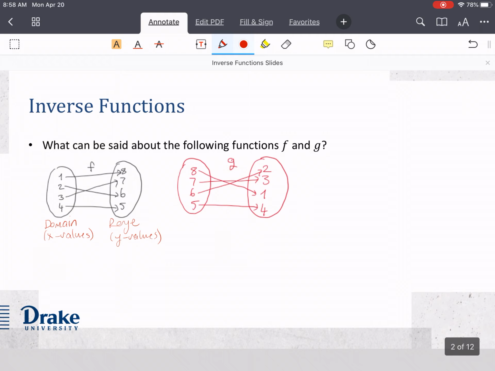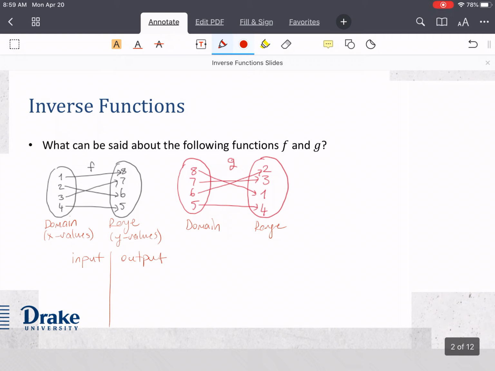And then g, on the other hand, has its own domain here on the left side, takes 8, 7, 6, and 5, and assigns these values to different values on the right hand side, and that seems to be its range. So what I like to do is compare one by one what these functions are doing. For that reason, I'm gonna use a table for the input and output relationship.